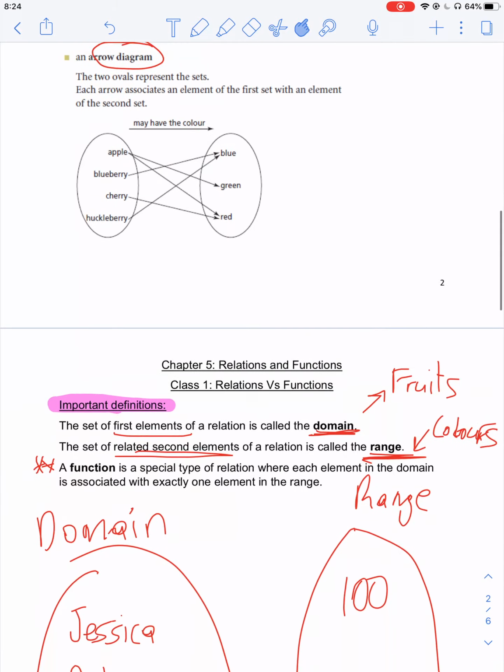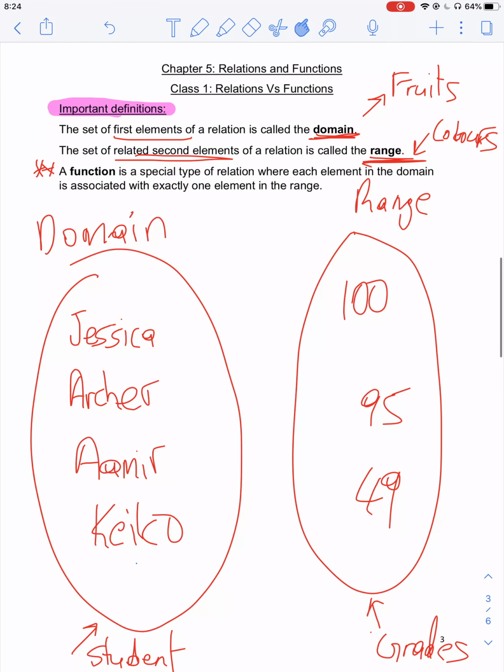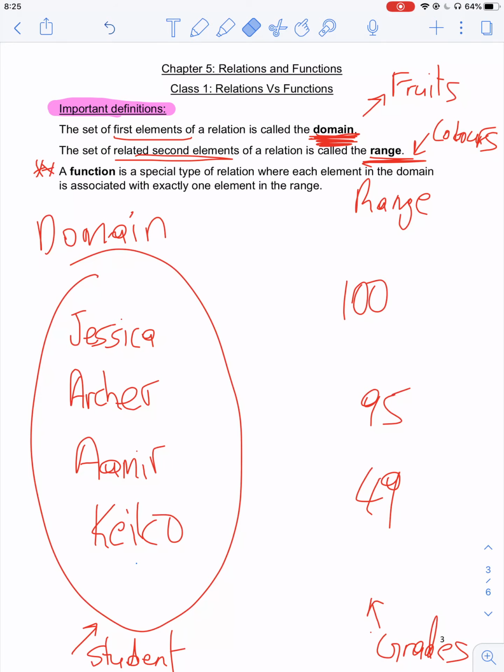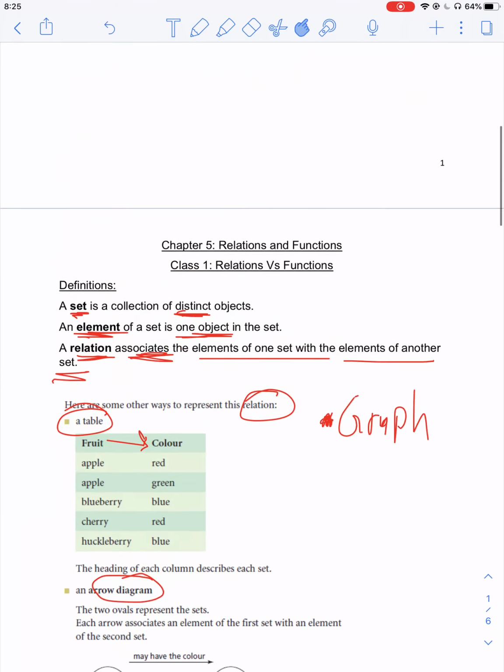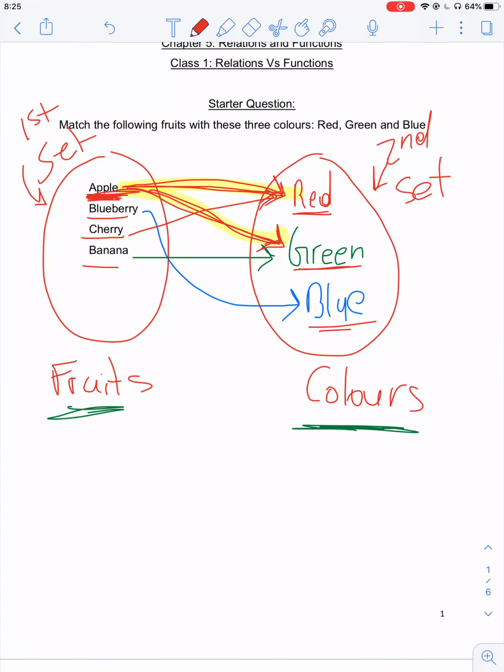So some other important definitions. I've highlighted this one in pink. The first important definition: the set of first elements of a relation is called the domain. So the first set is what we call the domain. In our case, our domain was the fruits. When you have a table, whatever is on the left is your first set, because we obviously read from left to right. So this, guys, over here is your domain.